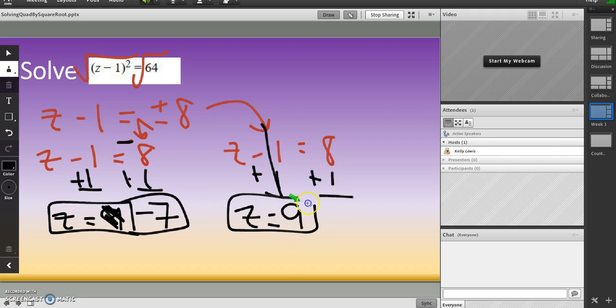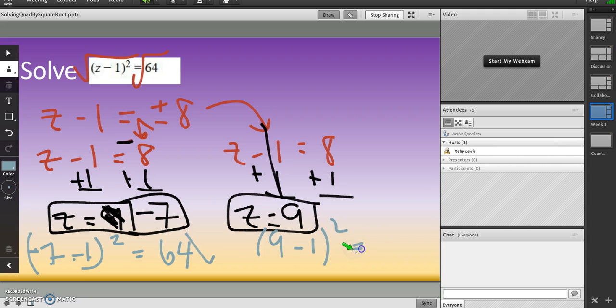All right, but I want to check it. So negative 7 minus 1 squared, we want to see if that's 64. Negative 7 minus 1 is negative 8. Negative 8 times negative 8, that's negative 8 squared, is 64, so we're happy. Then here we're going to do 9 minus 1 squared equals 64. 9 minus 1 is 8. 8 squared is 8 times 8, which is 64, so we're happy. So both of those work, negative 7 and 9.